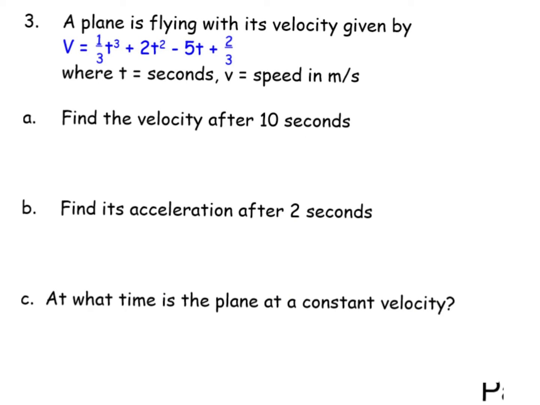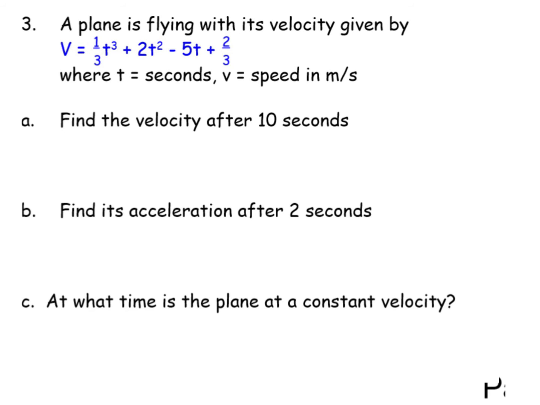Okay, on the final example, we're talking about an aeroplane. An aeroplane is flying with its velocity given by this formula here, where t is the number of seconds and v is your speed in metres per second. So we already have the formula v for velocity, so I don't need to differentiate anything to get the velocity after 10 seconds. This is simply working out what I get when I sub in the number 10.